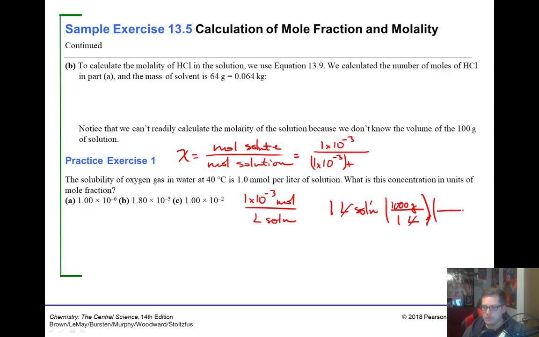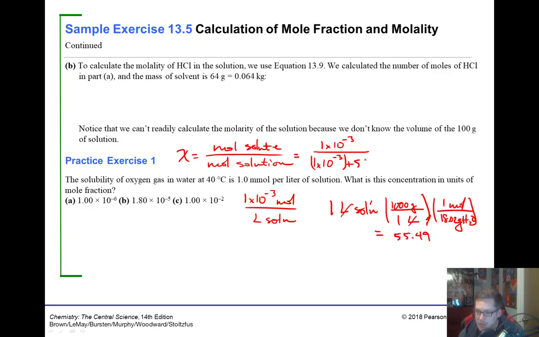Okay, and now we need moles of water. This is grams of water. So we'll put grams of water down here, and the molar mass of water is 18.02 grams for every 1 mole. Right, so we'll plug that in there. So essentially it's 1,000 divided by 18.02, and we get 55.49.